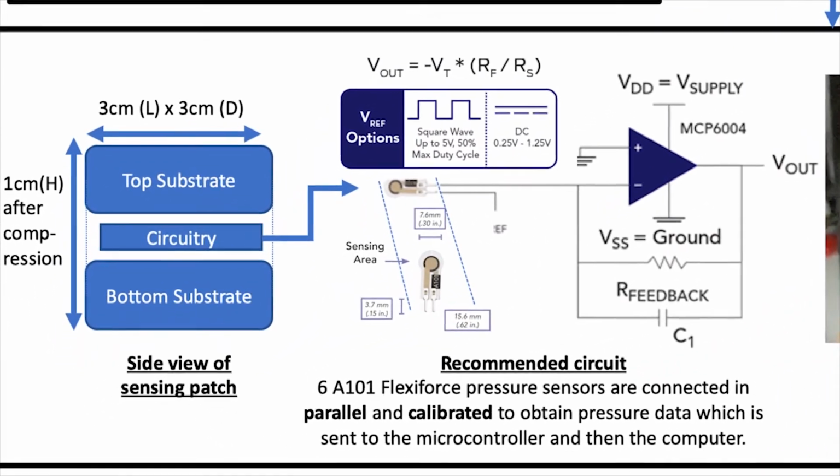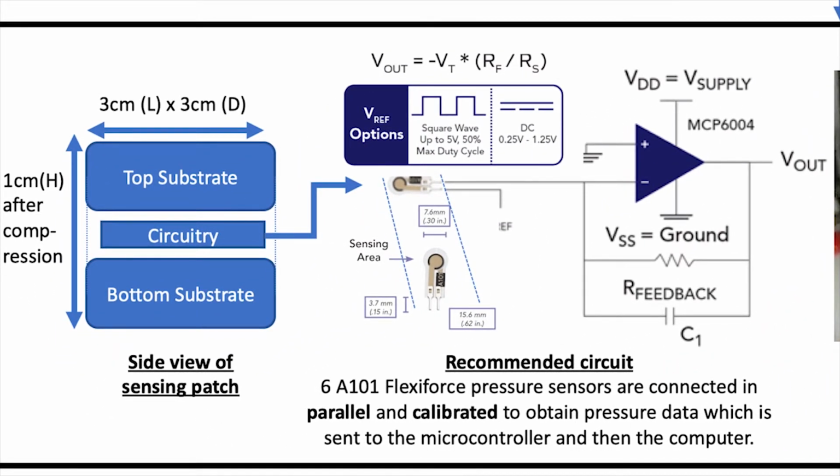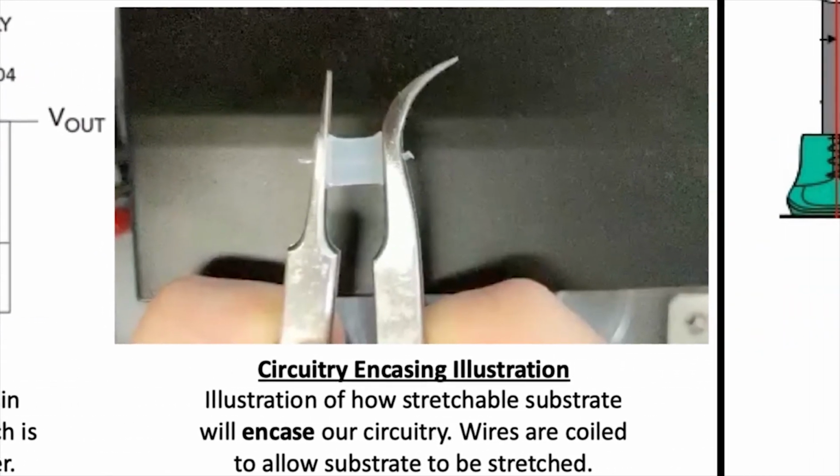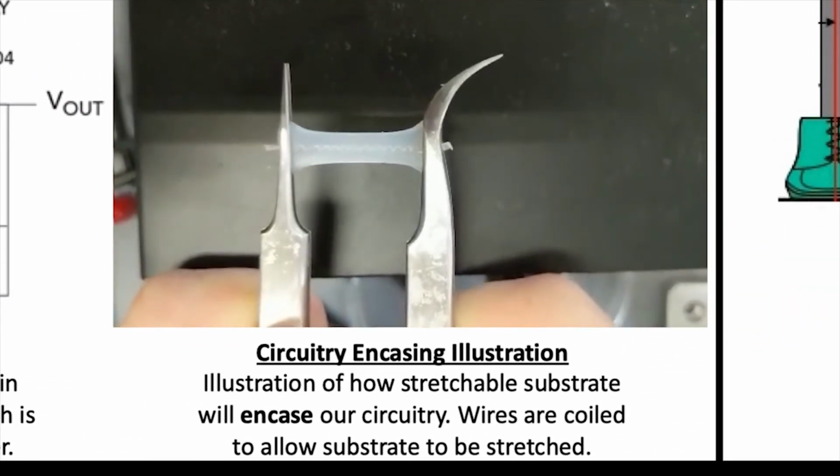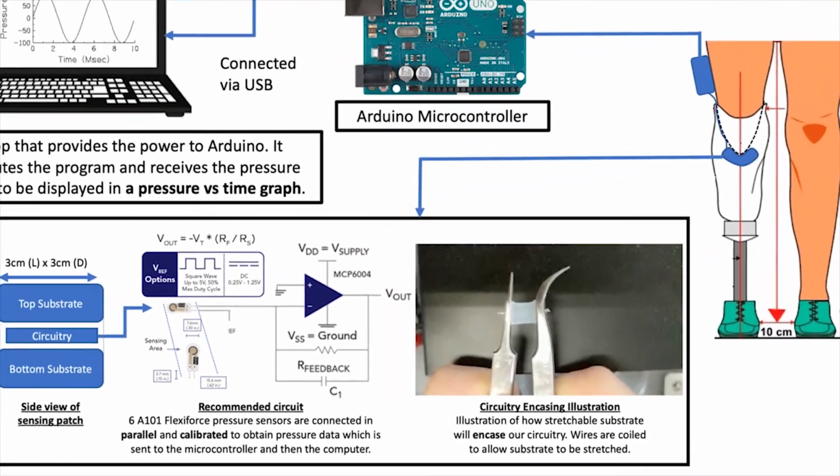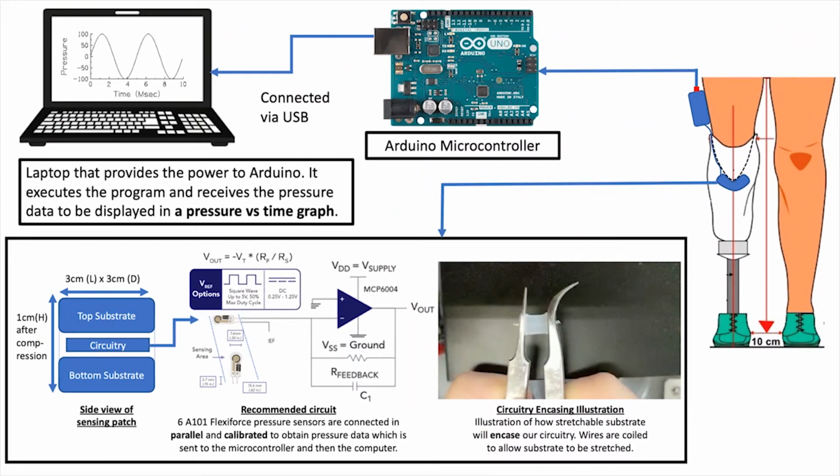The small sensor patch consists of pressure sensors enclosed in a stretchable substrate. Each pressure sensing patch consists of 6 different pressure sensors, which will be connected within the circuit shown and calibrated to obtain pressure data. This is an illustration of the flexible substrate. When the sensor patch is placed between the patient's thumb and the prosthetic socket, pressure data obtained will be transmitted through an Arduino microcontroller and onto the laptop display. We are then able to see a pressure against time graph that is to represent the data from the loading.